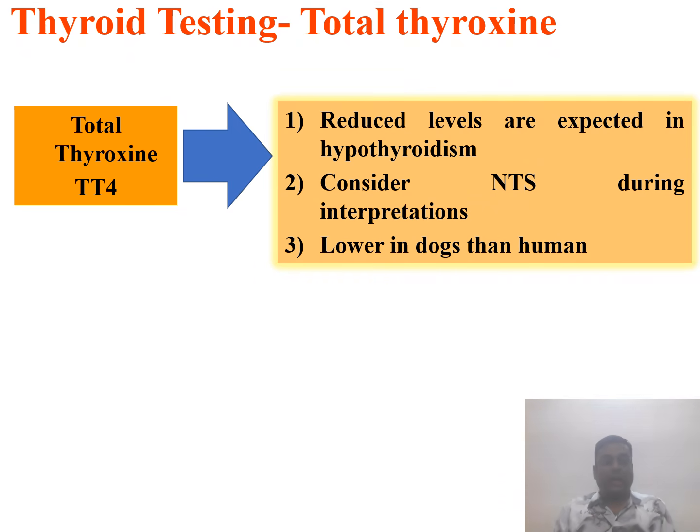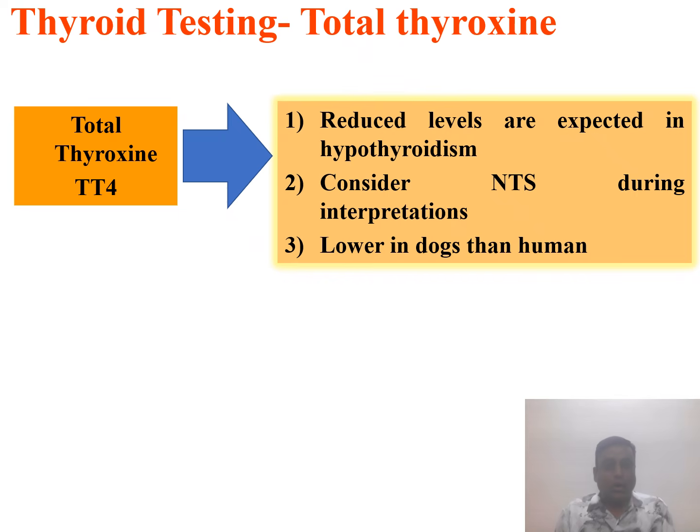The second hormone in thyroid testing is total thyroxine, which is TT4, where reduced levels are expected in hypothyroidism. Consider NTI, non-thyroid illness, during the interpretation, and levels are lower in dogs than humans. Now, this is the interesting point. In dogs, the concentration of total T4 is comparatively very low as compared to humans.